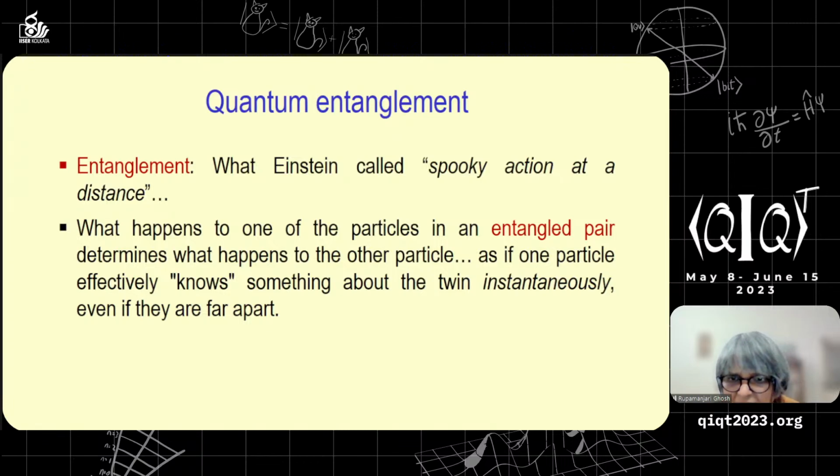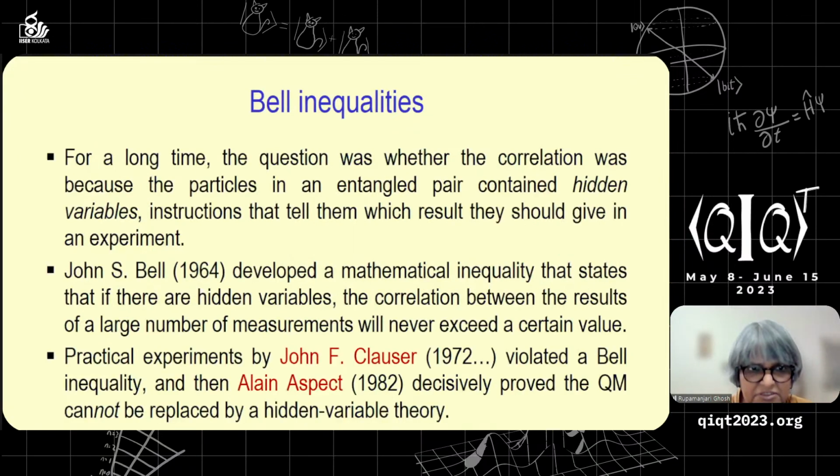So this was really, really incredible. And the Nobel Prize recognizes this quantum resource and experiments with it. I'll not go into the details of inequalities. It would take an hour by itself, coming to what is happening today. But essentially, it was John Bell, as you know, who developed a mathematical inequality that states that if there were hidden variables, the correlation between the results of a large number of measurements will never exceed a certain limit.